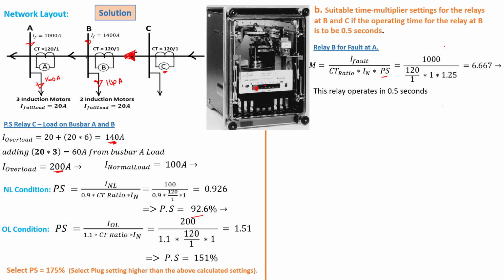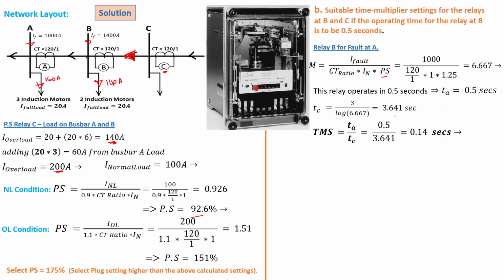Now we know that this relay operates in 0.5 seconds, so that is important. That means TA is actually 0.5 seconds. If you miss this part here, you're going to get a wrong answer. Then we can calculate our TC, which is the characteristics curve, that is 3 over log M. That is the standard or normal inverse characteristic. So that gives us a TC of 3.641 seconds. Then TMS is TA over TC. We got our TA already here, then we have a TMS of 0.14 seconds.